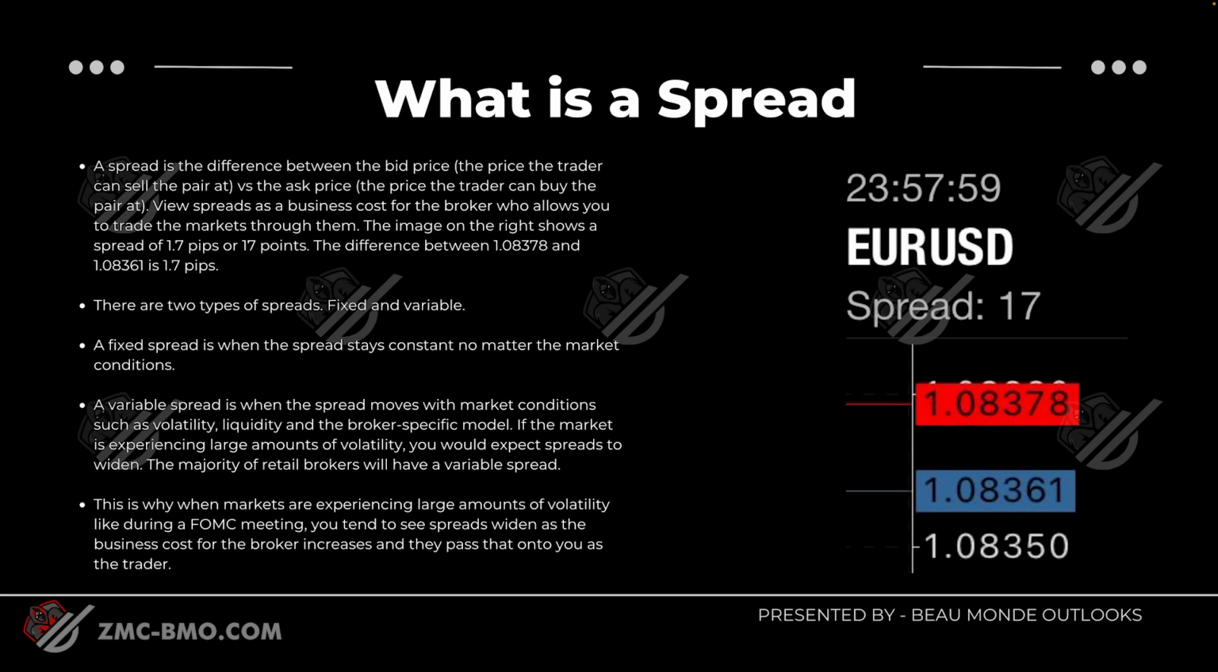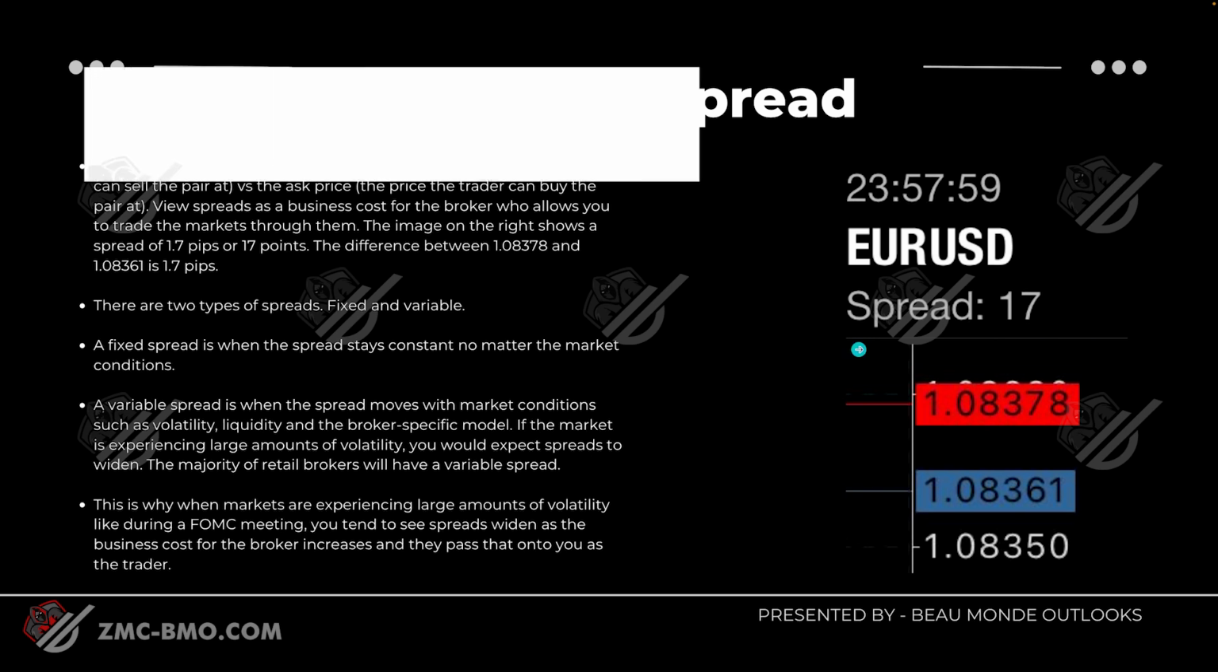This is why, when markets are experiencing large amounts of volatility, like during an FOMC meeting, you tend to see spreads widen, as the business cost for the broker increases and they pass that on to you as the trader. That's why spread increases: there's lots of volatility, and therefore it's more risky for the broker to facilitate your trade. If there's less volatility, your spreads tend to narrow, and they're very nice spreads because there's not much risk for the broker. So that's simply what spread is.